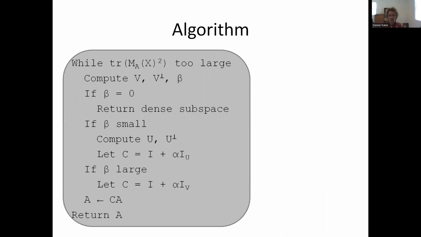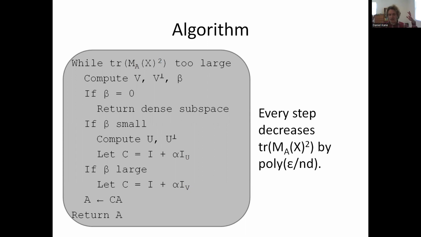So this gives us the algorithm. As long as the trace of the square of our second moment matrix is too big, you compute V perp and beta. If beta is 0, you return this dense subspace V perp and you're done. If beta is small, you compute U and U perp. You let C be the identity plus a multiple of the projection onto U. If beta is large, you let C be the identity plus a multiple of the projection onto V, and then you replace A by C times A. You keep doing this until the potential is small enough, and then you return it.